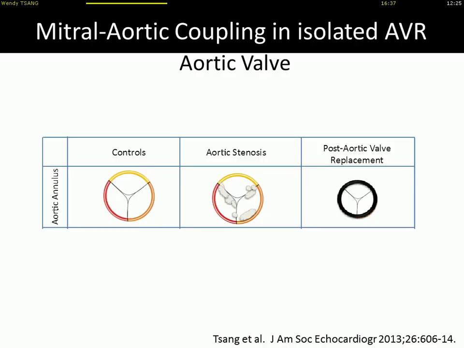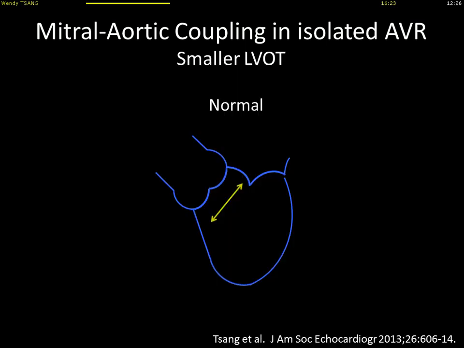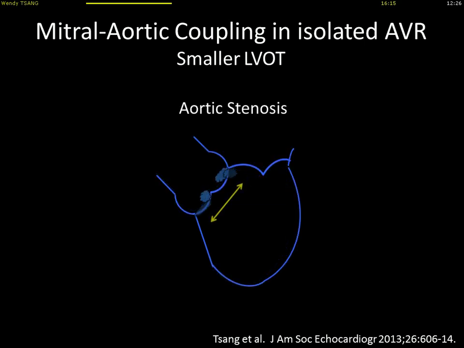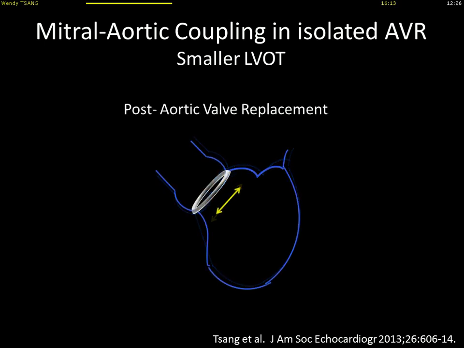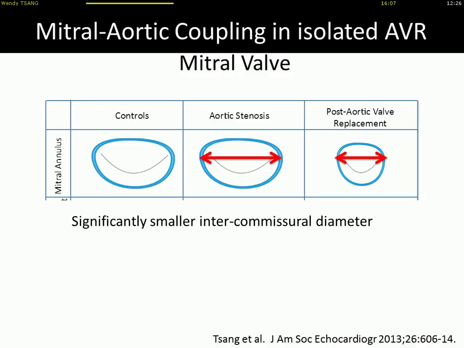So what happened to the aortic valve? Well, with aortic stenosis, we didn't find that the aortic annulus changed very much in size, but after valve replacement, it became much smaller. When we looked to see how that impacted structures below it, we looked at the LVOT. We found that the LVOT had a normal dimension in normals, and then with aortic stenosis, it didn't change. But after valve replacement, it shrunk. But we're not here to talk about the LVOT. We want to know what happened with the mitral valve.